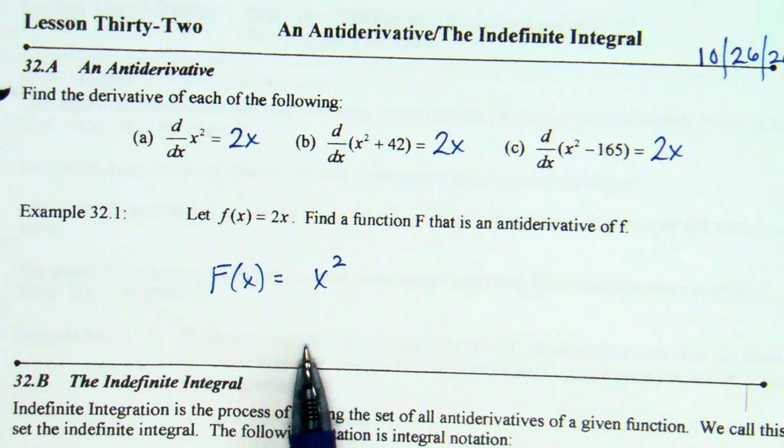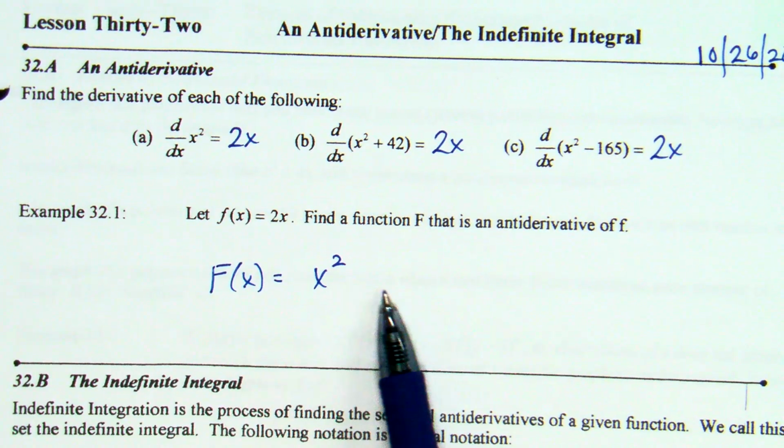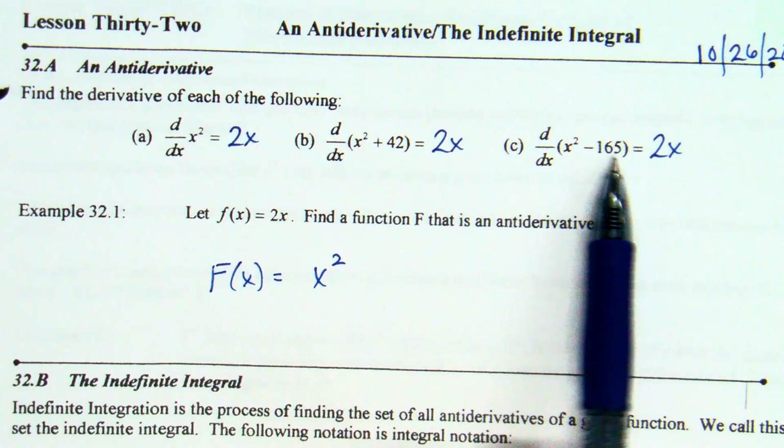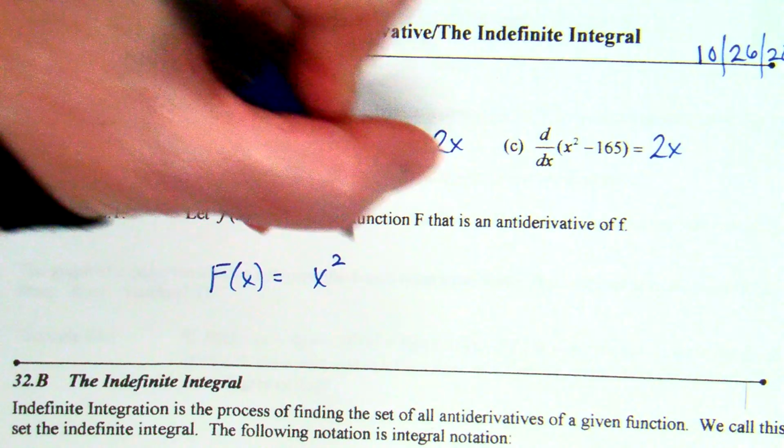Is this the only answer we could give here? We could give infinite answers technically, because there could be any type of what here? Constant. Any type of addition or subtraction of a constant. And so when we give an antiderivative, we tag on a plus c.